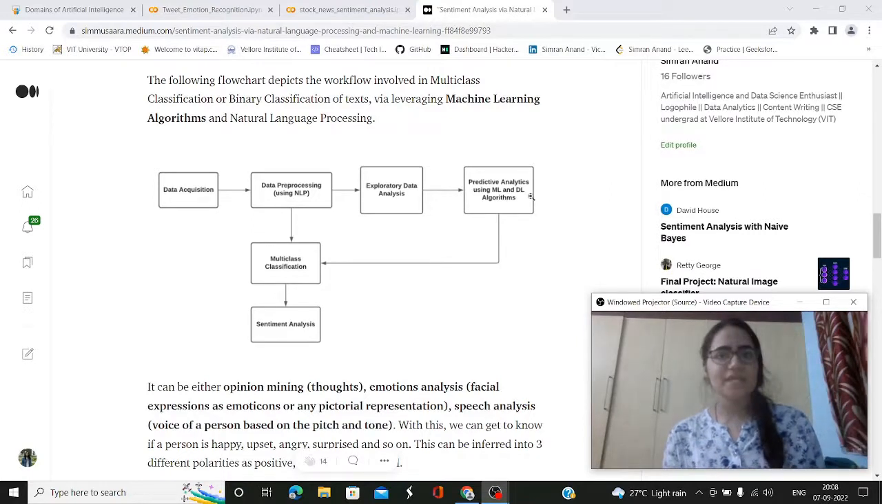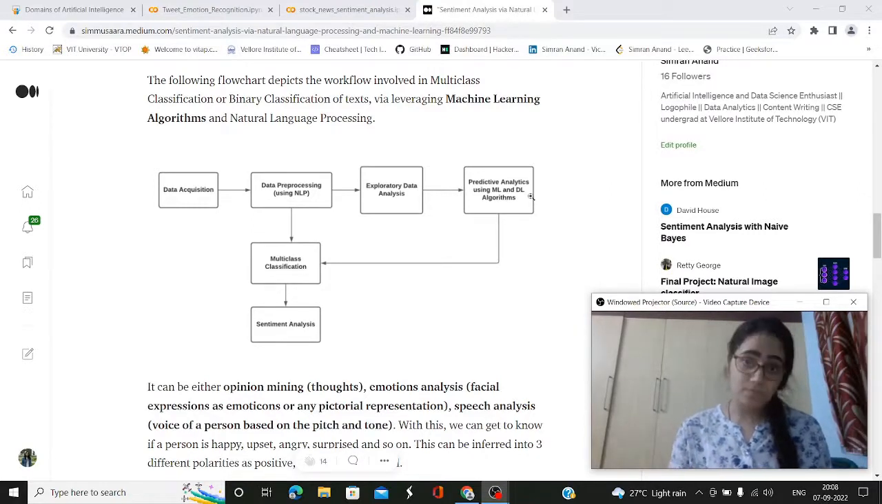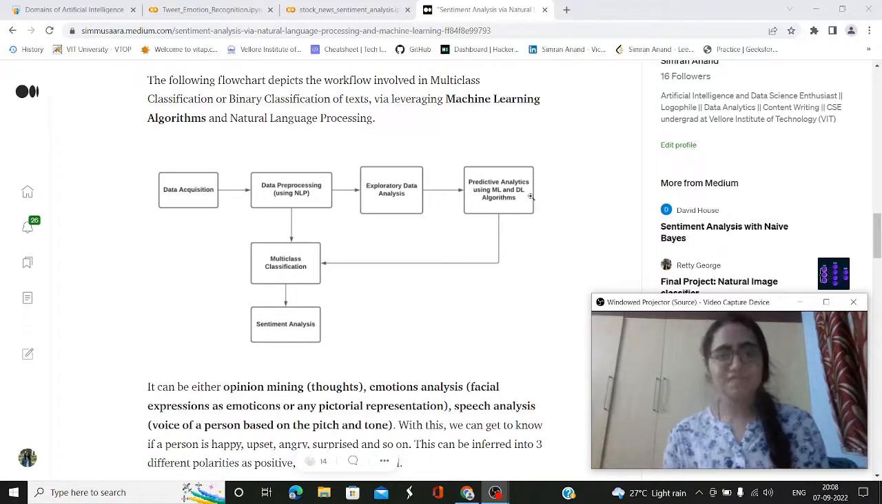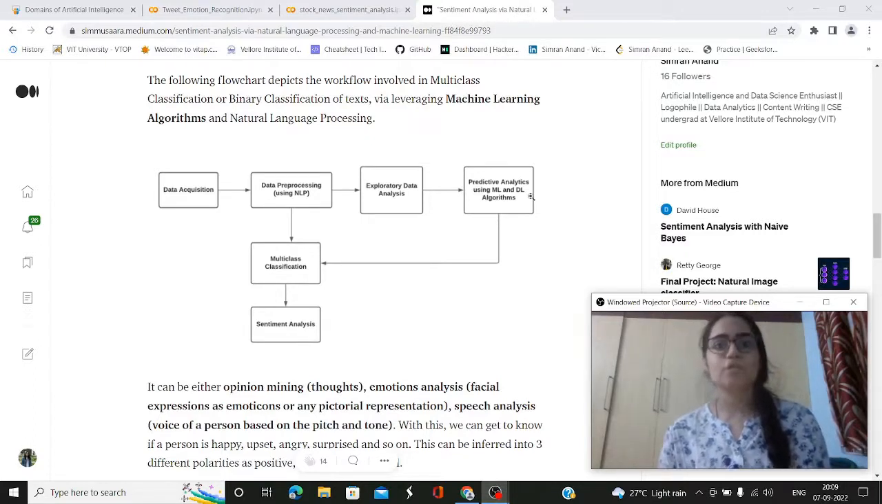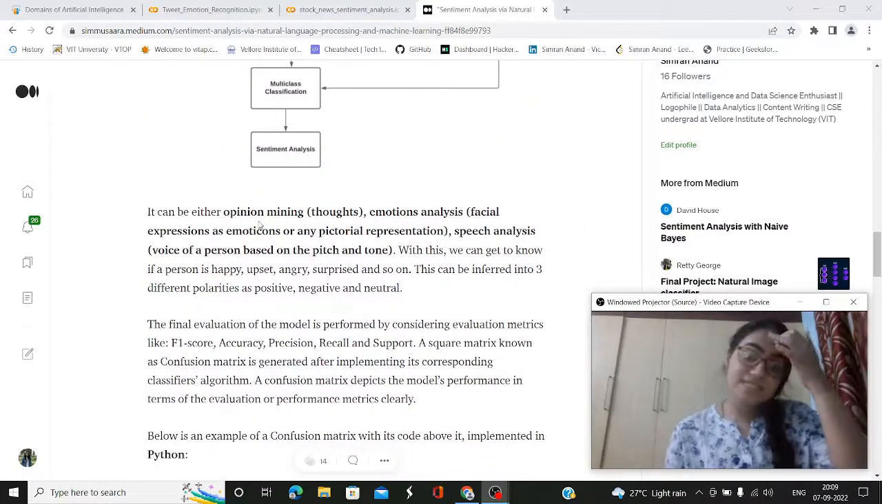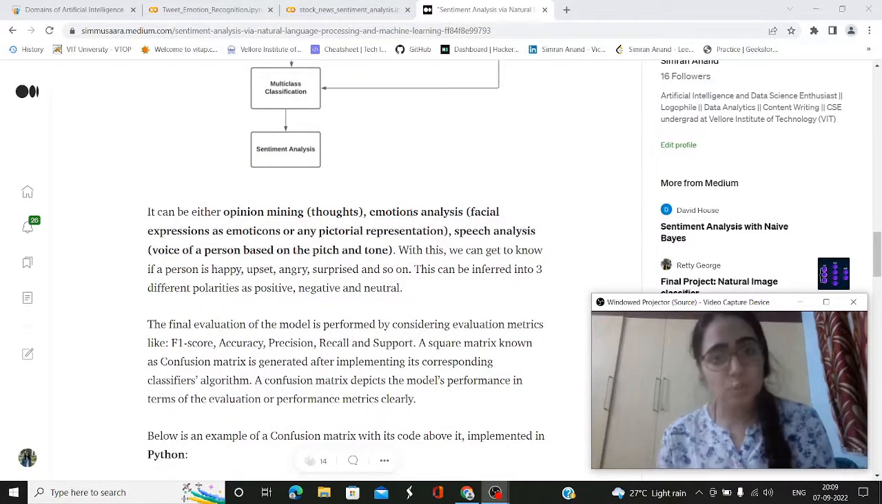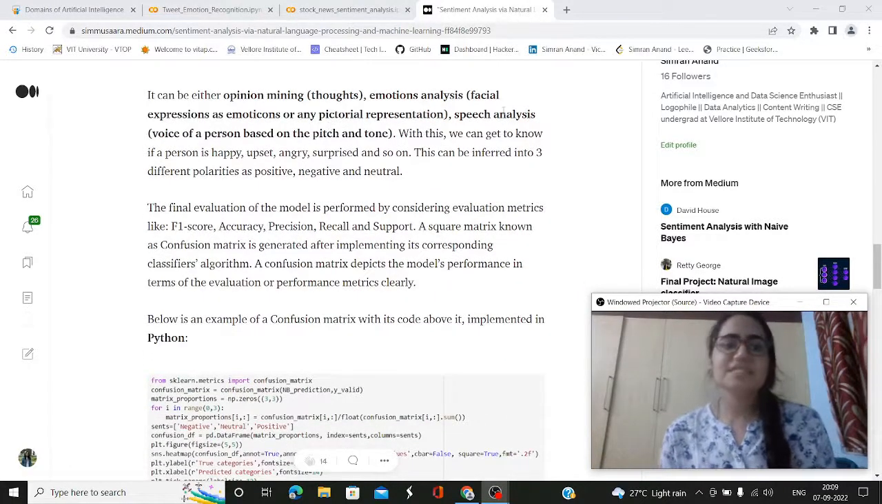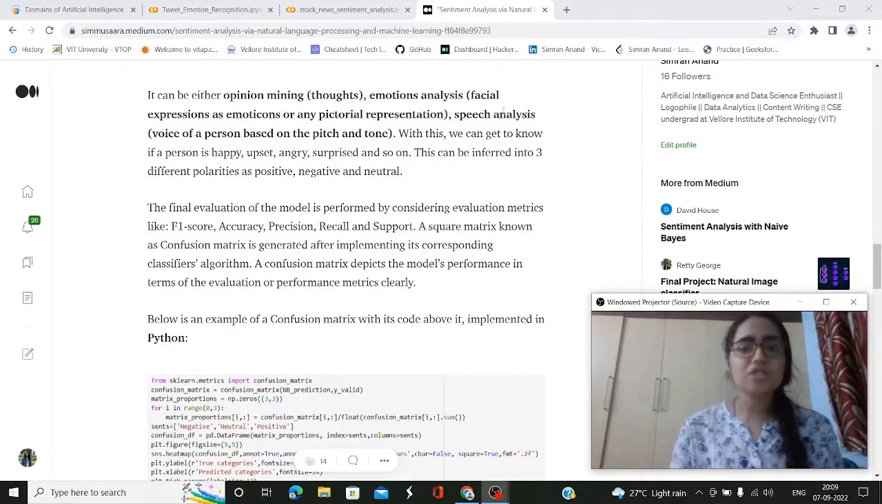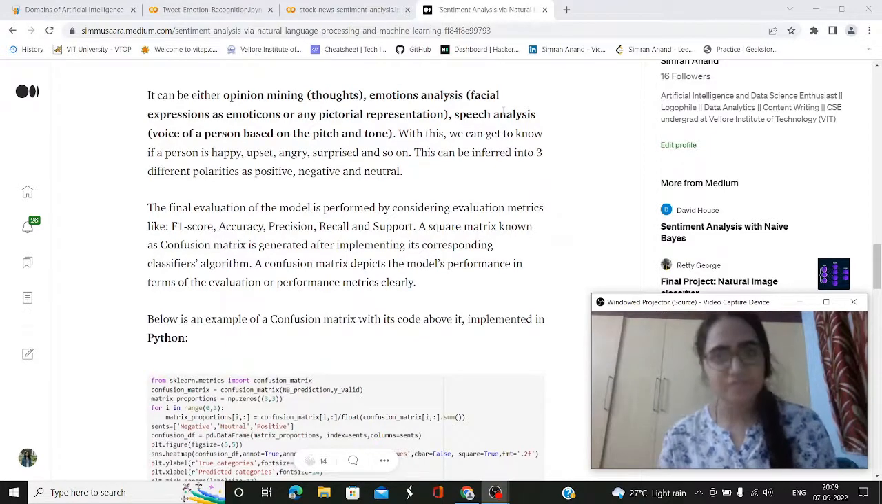A neural network is similar to the brain. It is a network having different layers in it, and the sole purpose of the algorithms is to help us build a stable model, giving us high accuracy and helping us to predict or make decisions or even classify data properly. So in this case, it is opinion mining of the thoughts, emotion analysis. Even speech analysis can be done: the voice of a person based on pitch and tone. These are the different attributes, the parameters we are considering in order to perform the entire data analysis using artificial intelligence.